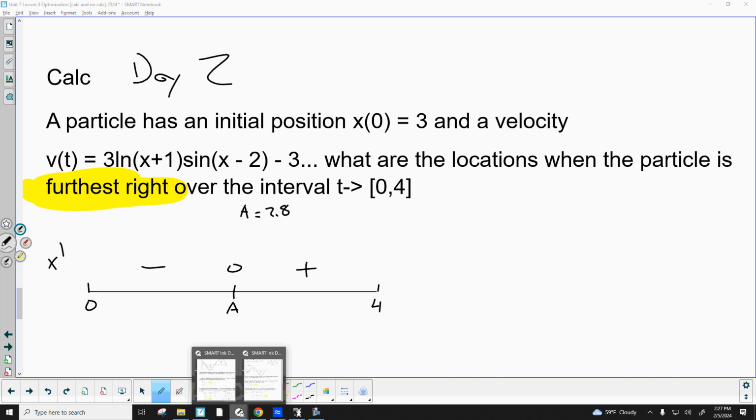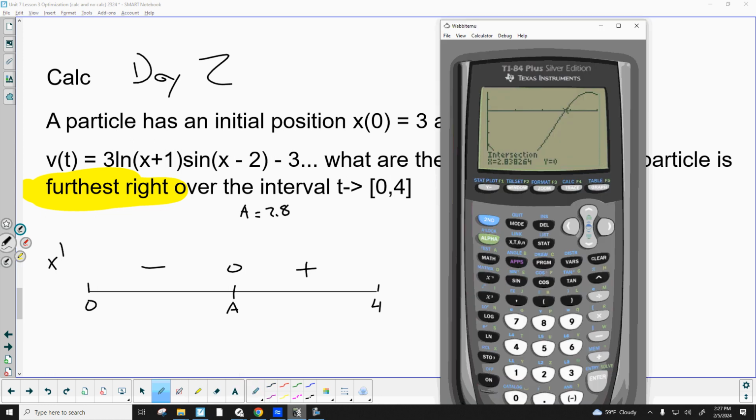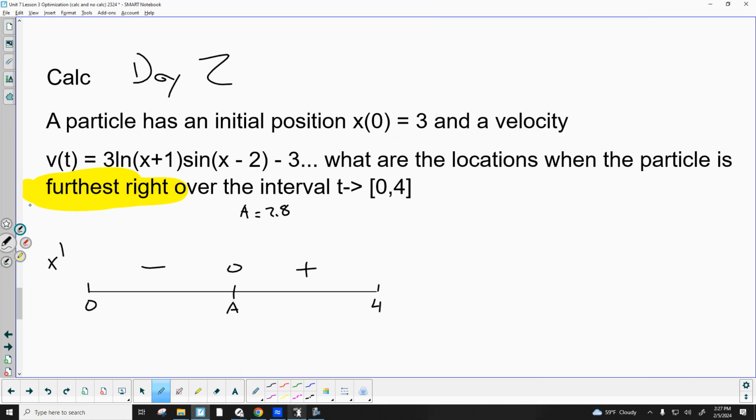Make sure you write that down somewhere for your test. 2.838264. You guys remember how to store that in the home screen? Okay, let's go ahead and store that in the home screen. You guys remember how to find your accumulations of your derivative over your intervals, 0 to a and a to 4. We'll talk about next class how you have to have the correct integrals written down. You have to show where numbers come from. They can't just come out of thin air for your test.